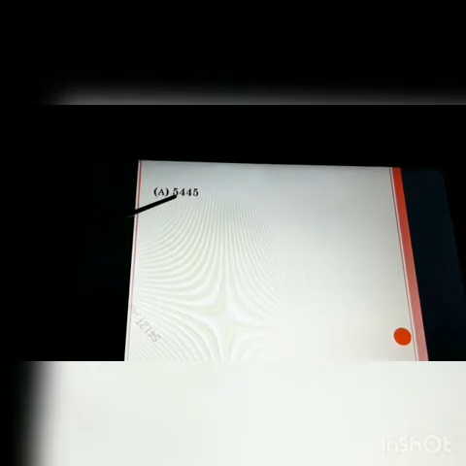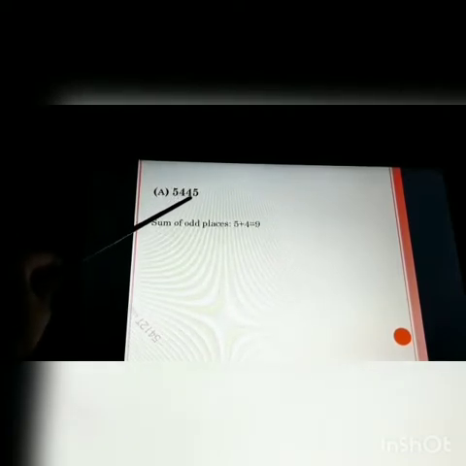5445. We are checking from the right hand side. What are the odd places? They are 5 and 4. Sum of odd places is 5 plus 4, 9. Again we'll check the sum of even places. That means from the right hand side the second and fourth places. That is 4 plus 5, 9. Now we'll take the difference. The difference is 9 minus 9, 0. So 0 is divisible by 11. So the number 5445 is divisible by 11.